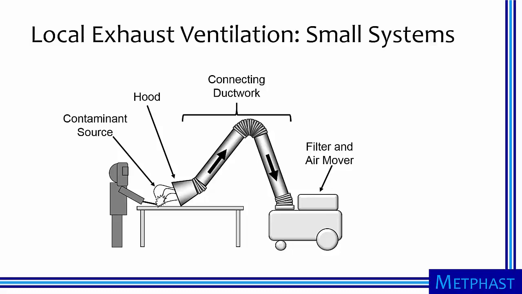Local exhaust ventilation systems can also be small and self-contained. They have the same components as the larger system: a hood designed to evacuate the contaminant, in this case from a welding operation, connecting ductwork to move the contaminant to an air cleaner, and finally the air cleaner and an air mover. In this case, the filter and air mover are contained in a single housing.